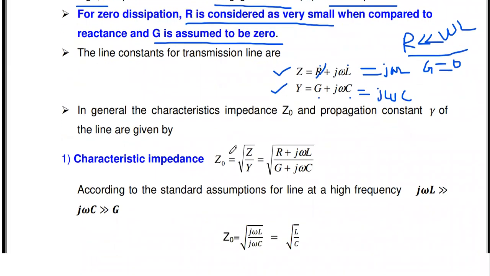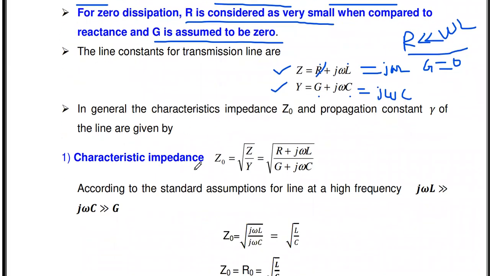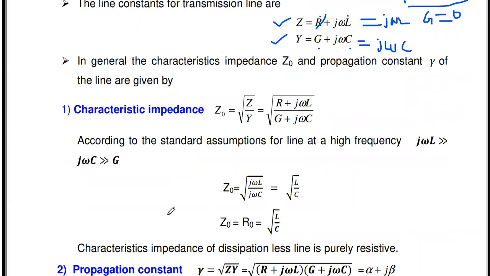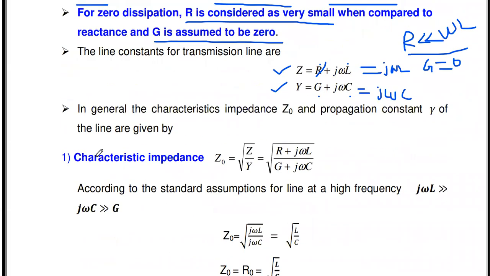So next, we are going to derive the secondary constants, the characteristics impedance and the propagation constant. The first one is characteristics impedance. What is meant by characteristics impedance? It's the square root of z divided by y. So substituting the values of z and y, what is z? R plus j omega L divided by G plus j omega C.